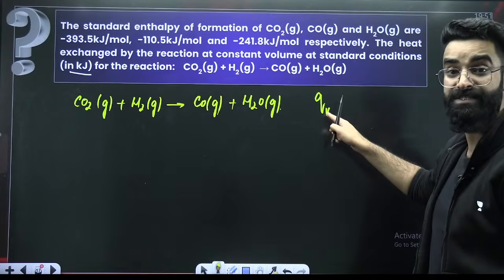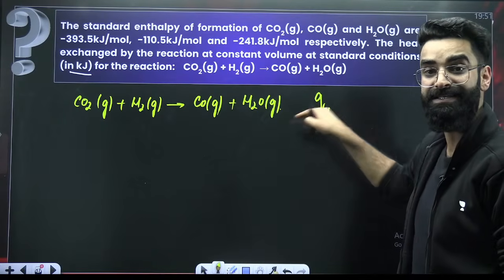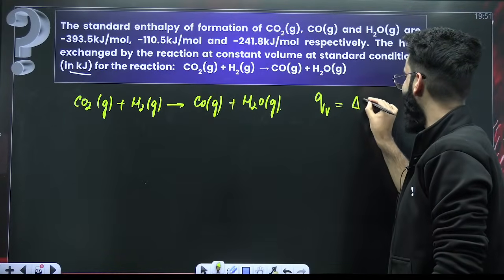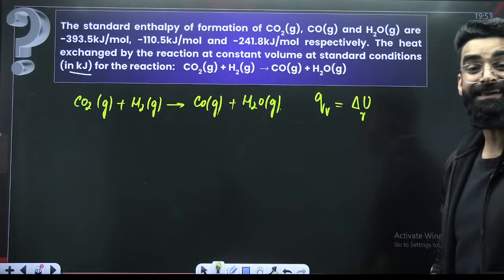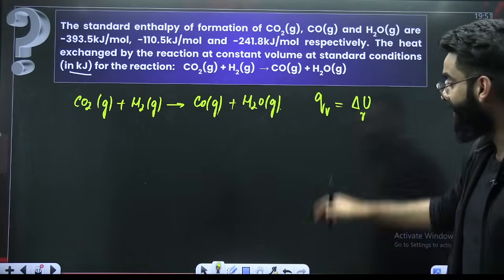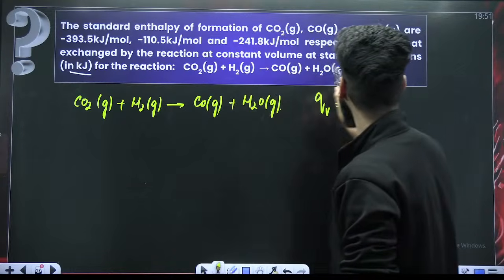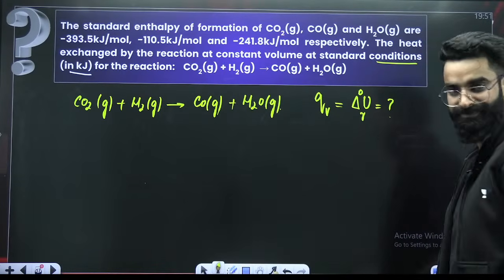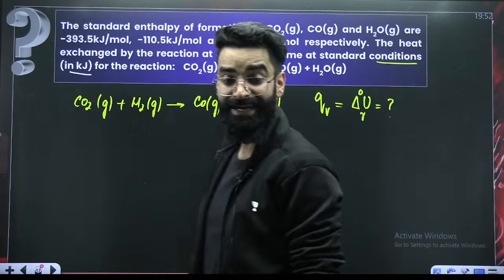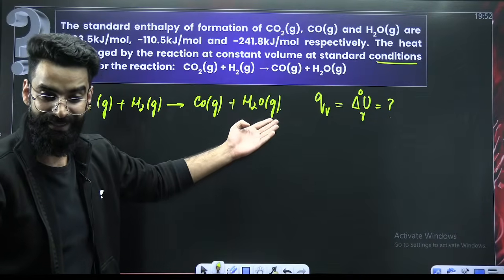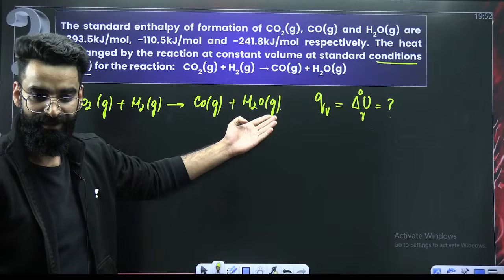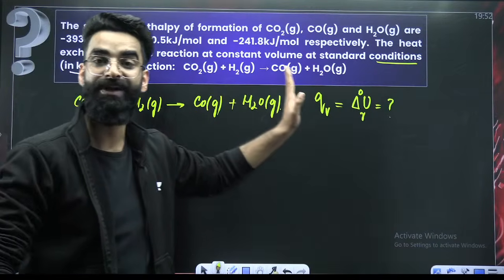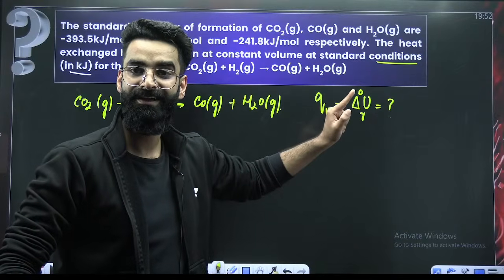This is the thing which I'm supposed to calculate: heat absorbed or released during the reaction at constant volume. And what do you call this? I hope you remember, that's something which you call internal energy change in the reaction. Since I'm supposed to calculate it under standard conditions, basically I'm supposed to calculate the internal energy change of the reaction, correct?